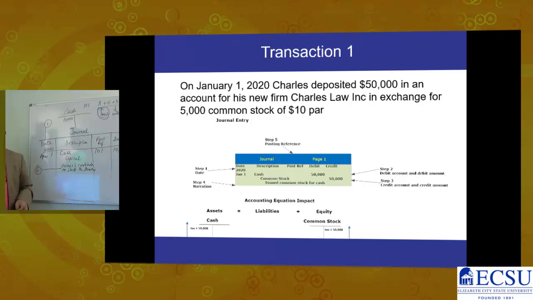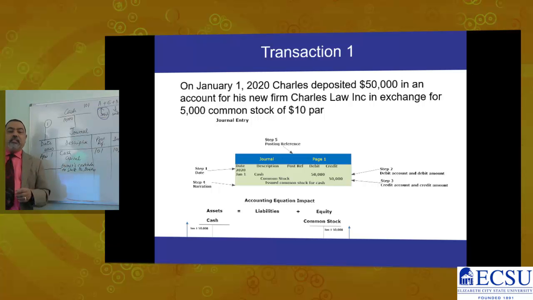On January 1st, 2020, Charles deposited 50,000 in an account for his new firm, Charles Law Incorporated, in exchange for 5,000 common stock of 10 par. So now this is just information that you need to know. Common stock is always divided in terms of a par stock or a no par value stock. Anyway, we'll always count the number of the stock and then the value, and multiply that to get the total amount. So that's how we get 5,000 times 10 will be 50,000. Sometimes they don't give you that 50,000, they'll just give you the 5,000 common stock of 10. You'll have to calculate and find out.